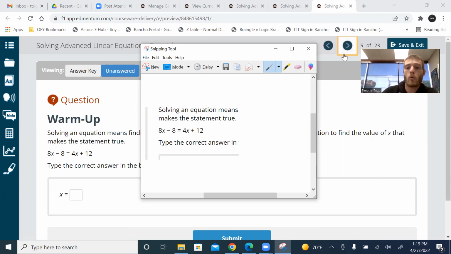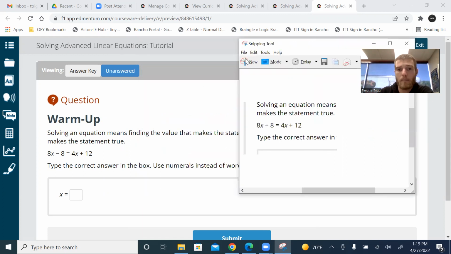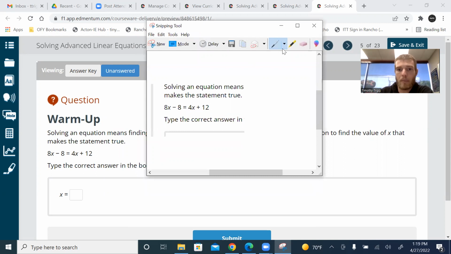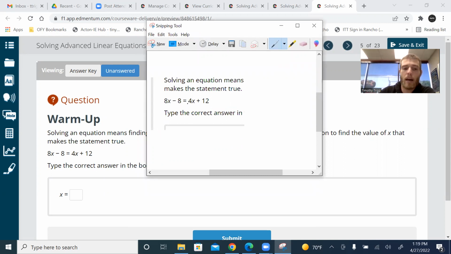So let's go to the tutorial first and go to page 5, where you get the first warm-up question. This is very similar to the ones we did from the last lesson, where we have x's on both sides of the equation. The first thing we want to do is move all our x's together on the same side of the equation. Generally, I like to have all my x's together on the same side. And remember, whatever you do to one side of the equation, you have to do the same on the other side. So I subtract 4x here to cancel this 4x, but that means I have to subtract 4x on the other side of the equation as well.